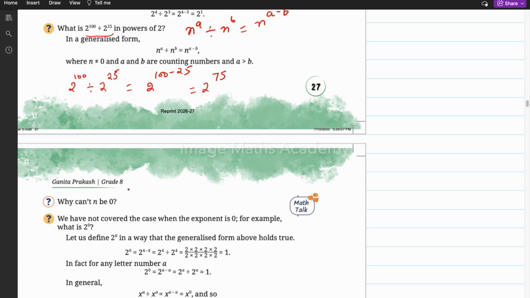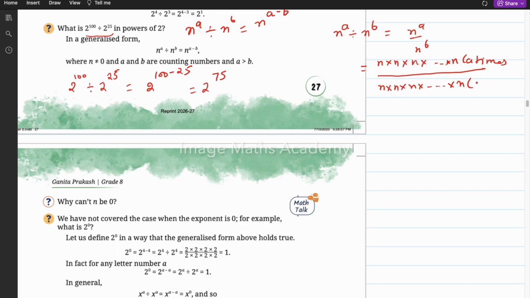Why can't n be 0? As n to the power a divided by n to the power b is equal to n to the power a upon n to the power b, and this can be written as n multiplied by n multiplied by n, a times, upon n multiplied by n multiplied by n, b times.